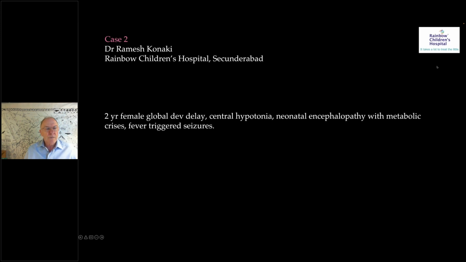We'll move on to our next case. This is a 2-year female child with global developmental delay, central hypotonia, neonatal encephalopathy with metabolic crisis, and fever-triggered seizures. The scan is done at the age of 2 years.